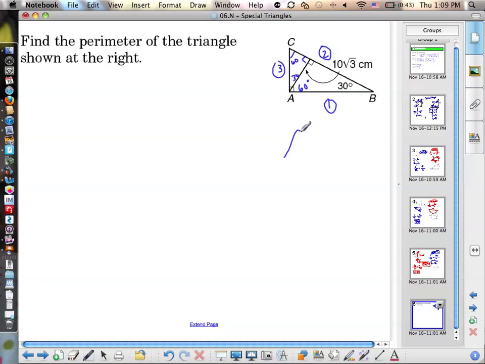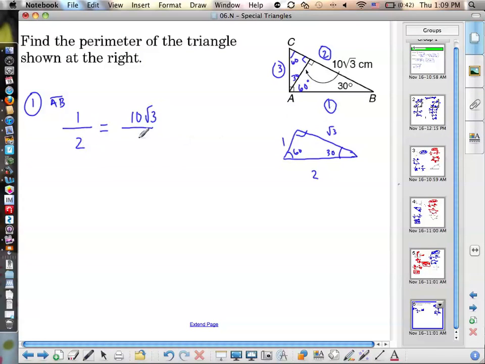So I'm going to set up a smaller triangle here, my special triangle, in the way that I have it. So that's 30, which means that this is 1, and then this is 60, which means that this is root 3, and this is 2. So for solving for side 1, which is also AB, we get a ratio. So 1 is to 10 root 3, as x, we'll call it, x is to 2. Sorry, 2 is to x. Okay, so then 20 root 3 is x.